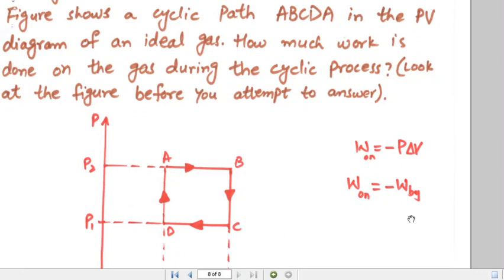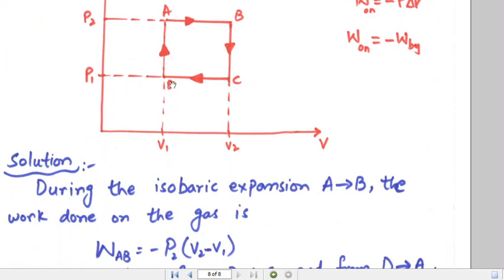Similarly, there is also work that can be done by the gas. It can expand and push the piston upwards, but that work will be negative in this case. It means the work done on the system is equal to the negative of the work done by the system. Since we are asked how much work is done on the system in the cyclic process, we use W on the system equals minus P delta V.